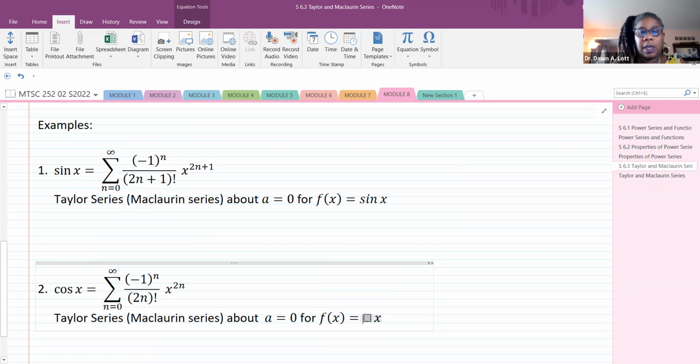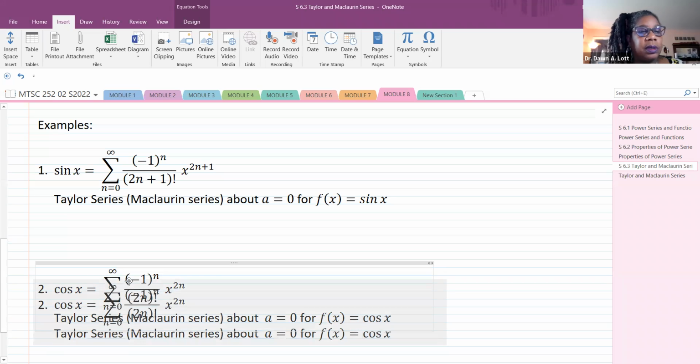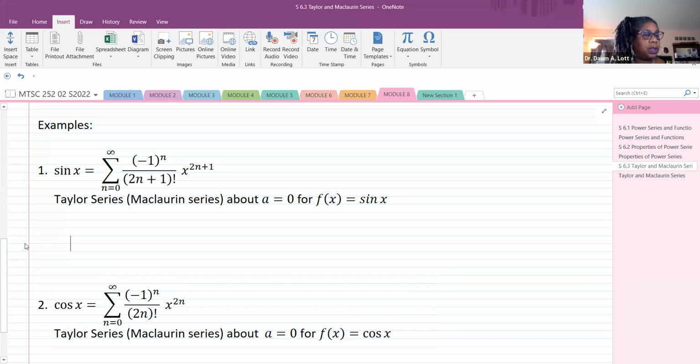This is for the cosine of x. So its Taylor series, otherwise known as the Maclaurin series, is the sum of negative 1 to the n, over 2n factorial, times x to the 2n.